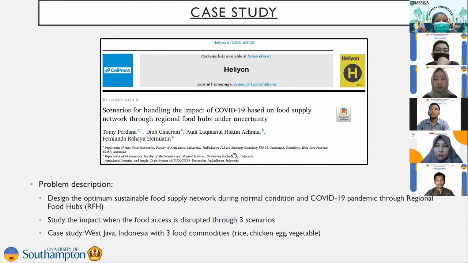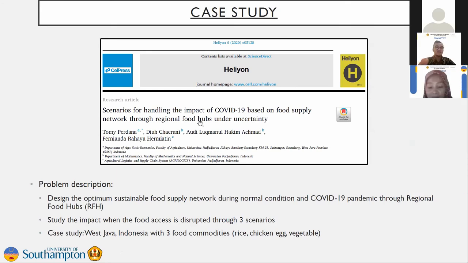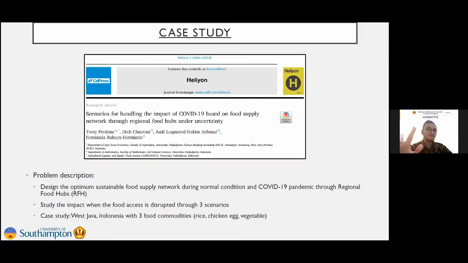And the case study focuses on West Java, Indonesia, with three food commodities, which are rice, chicken eggs, and vegetables. We are trying to study here in West Java with these food commodities. And one more time, we want to determine the food supply network through the development of a regional food hub. That is the basic idea of this study. Let's continue.